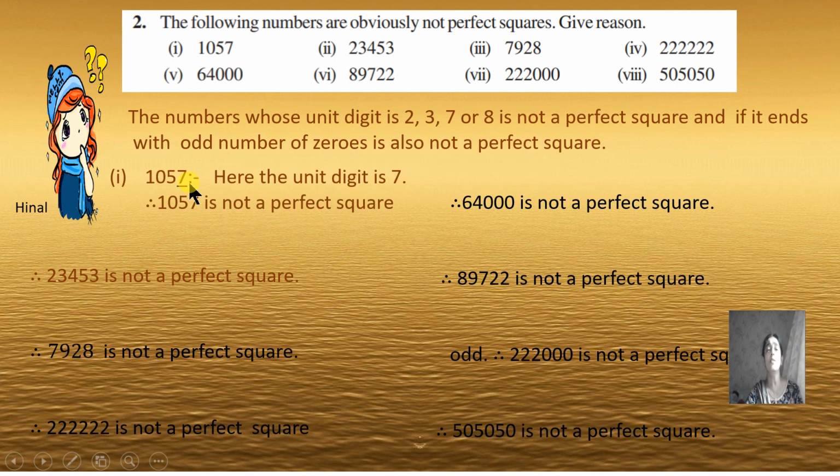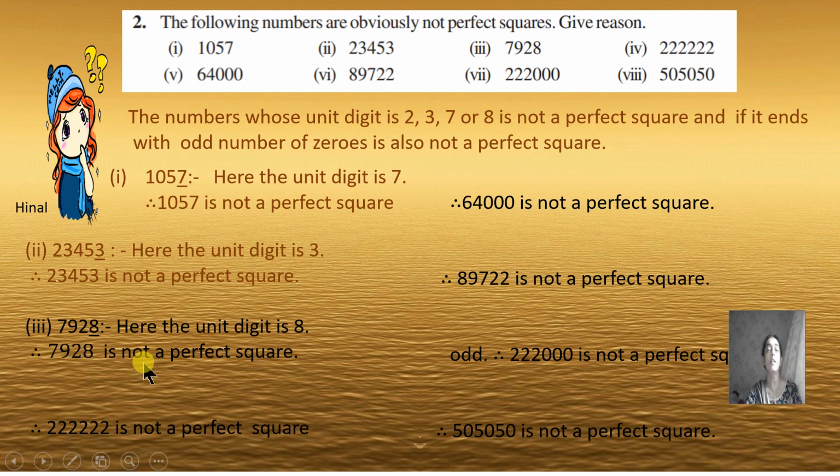1057. Here the unit digit is 7. Therefore 1057 is not a perfect square. Always be systematic, children, so follow the same statement everywhere. Now 23453 is not a perfect square. Why? Because the unit digit is 3. Therefore 23453 is not a perfect square. The next one is 7928. Here the unit digit is 8. Therefore 7928 is not a perfect square.